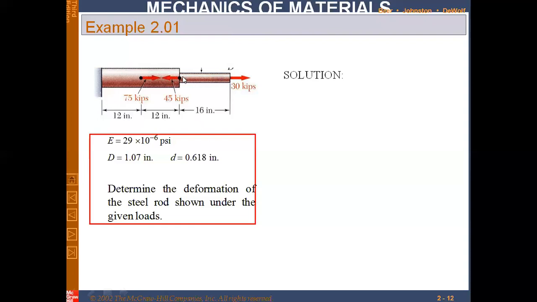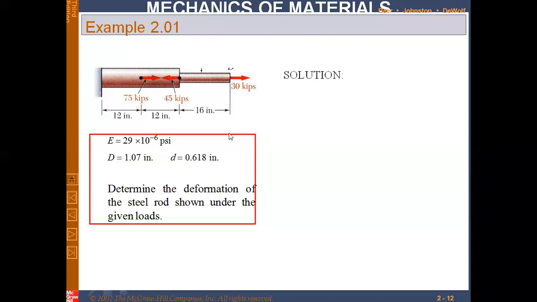The material of the rod is the same. Young's modulus is given. E is equal to 29 into 10 raised to 6 psi. And the problem is we have to determine the deformation of the steel rod shown under the loading. What are the loads? One load is exerted here at the tip. It is 30 kips. At this point, we are exerting the load which is acting towards the left, 45 kips, and this load is 75 kips.